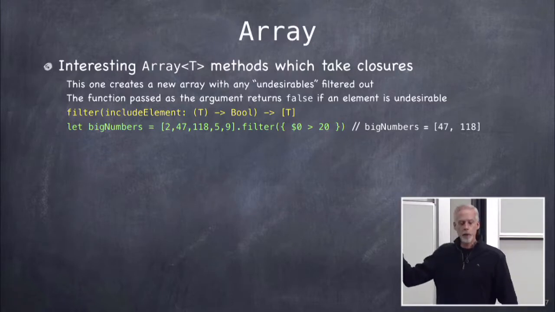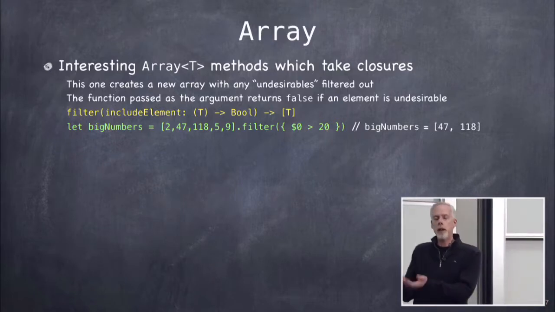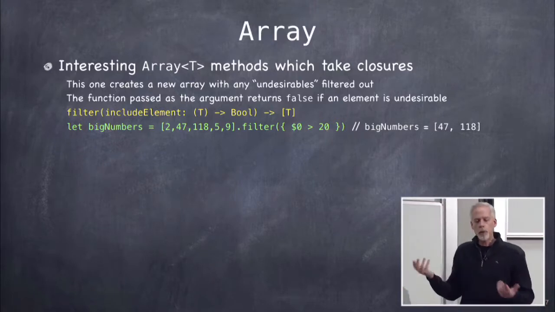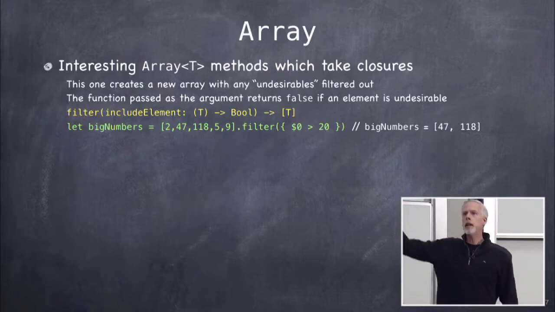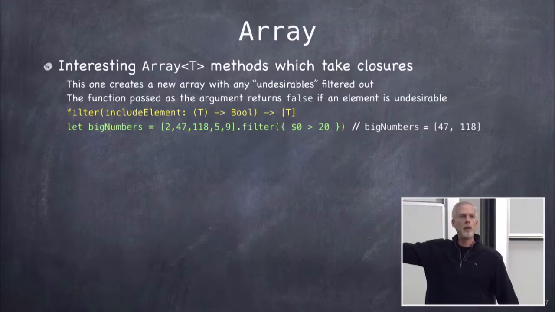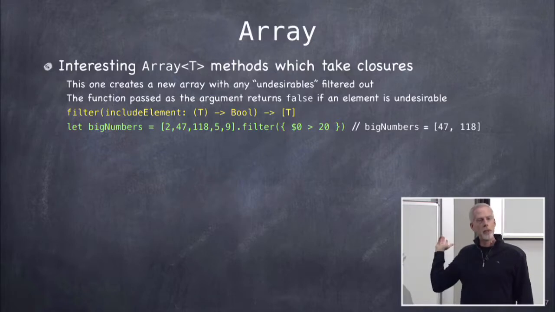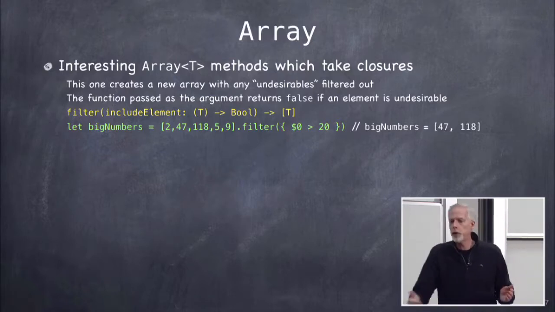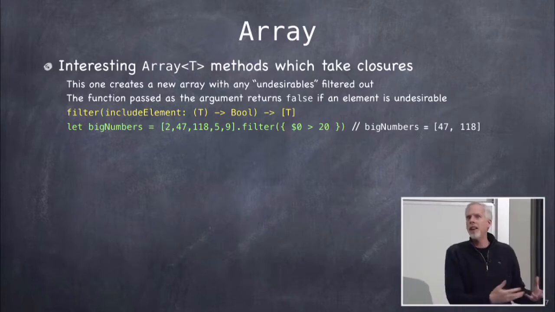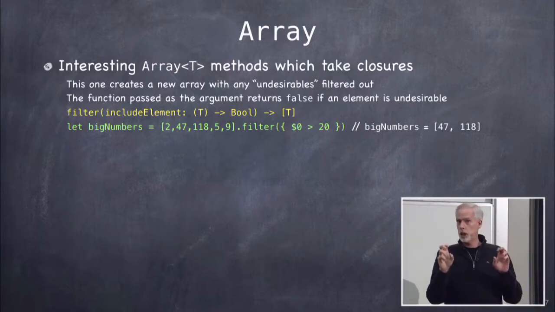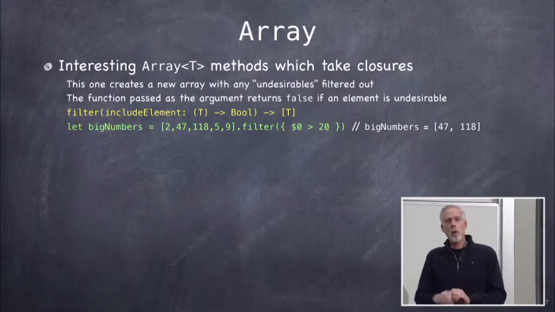And then what's the return value of this filter thing? It's an array of T, so another array with the same kind of elements. So what does filter do? Filter takes every single element in the array that you're sending it to, and it runs that little function. And if that function returns true, it includes it in the array it returns. If it returns false, it throws it out. So it's filtering your array and creating a new array, with all the things you don't want, as defined by this function that you're providing as an argument, thrown out.